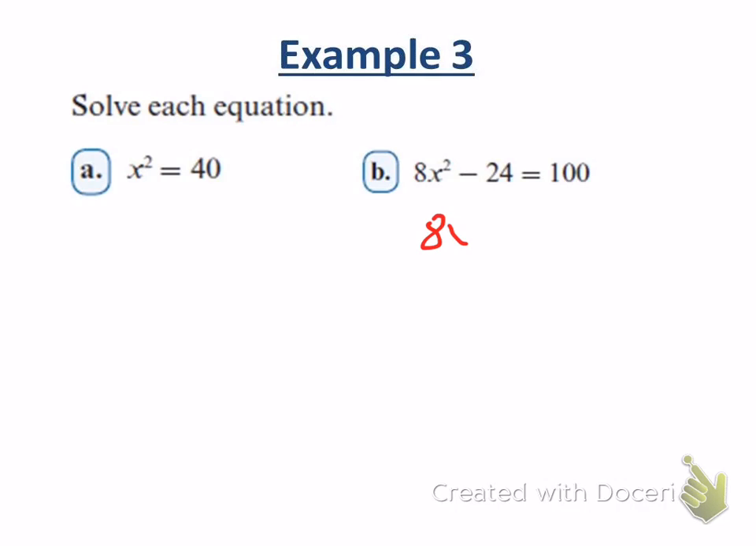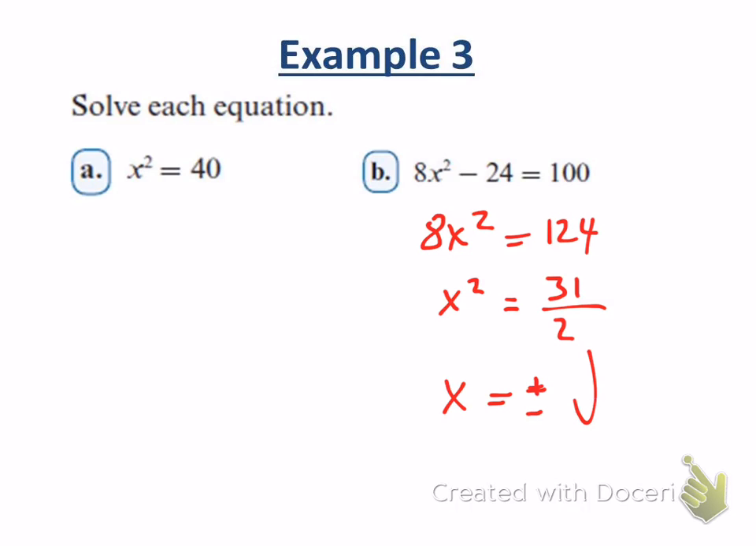So 8x squared equals 224. Divide both sides by 8. We get x squared equals 124 over 8, which is, 4 goes into both of those, right? So that would be 31 over 2. Okay. So x equals plus or minus the square root of 31 over 2. We're going to leave it irrational. This is not a proper form, but we're not going to deal with that today. Okay.